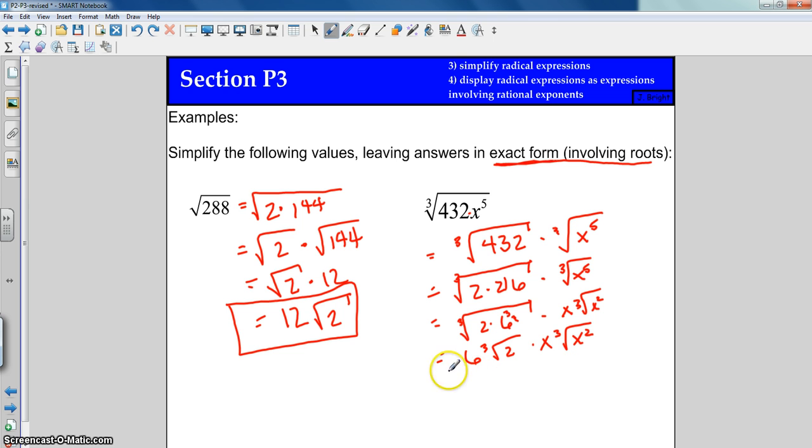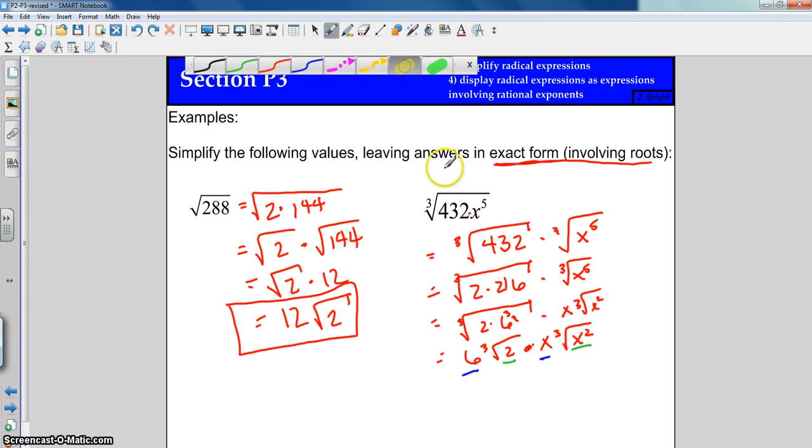Okay. Now since I have multiplication, I can just multiply everything that is outside of the radical together, meaning I can multiply the 6 and the x together, and then I can also multiply everything that's underneath the radical together. This is all due to this operation here. If I did not have multiplication, I cannot do it. We'll talk about that momentarily.